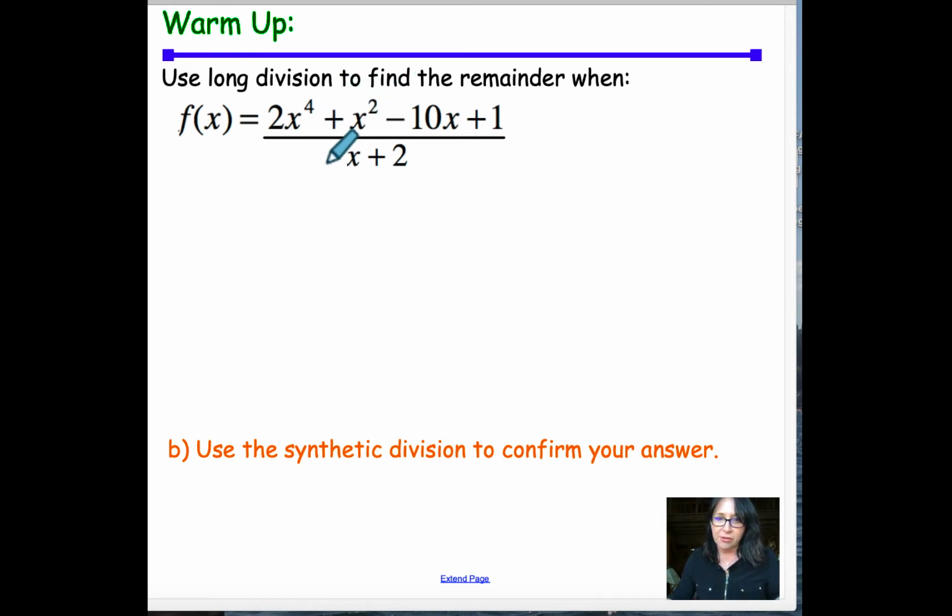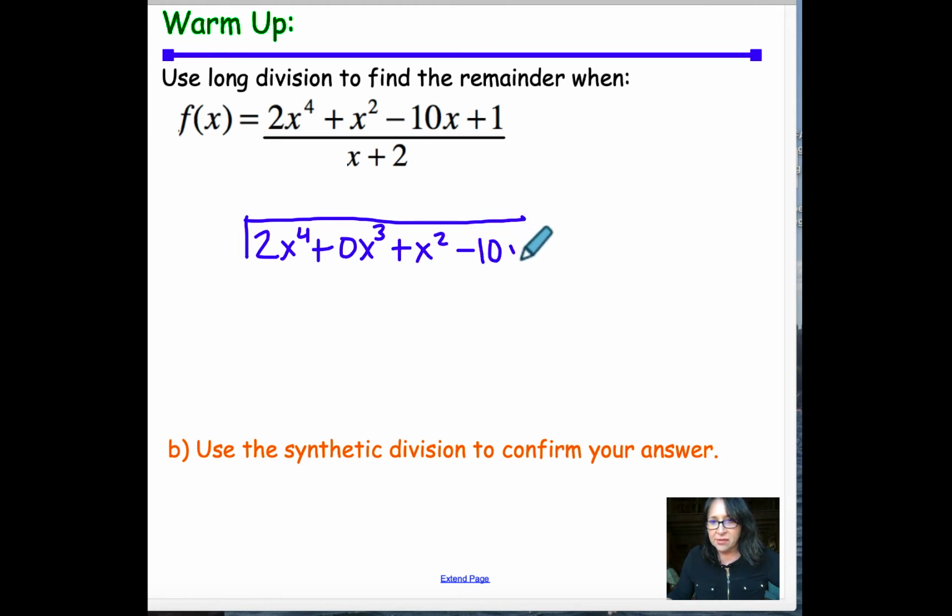So starting off with this, I'm going to take the dividend and rewrite it here, but be very careful because you always have to make sure that you check for zeros. You've got 2x to the fourth, and you have no x cubed value, so that's going to be a placeholder 0x cubed. I have an x squared term, so plus x squared, and then minus 10x, and then plus 1. Because what you're really looking for is this 4, 3, 2, 1, and then 0, which you know is not there, but it's still there. And then our divisor, which is the x plus 2, goes here.